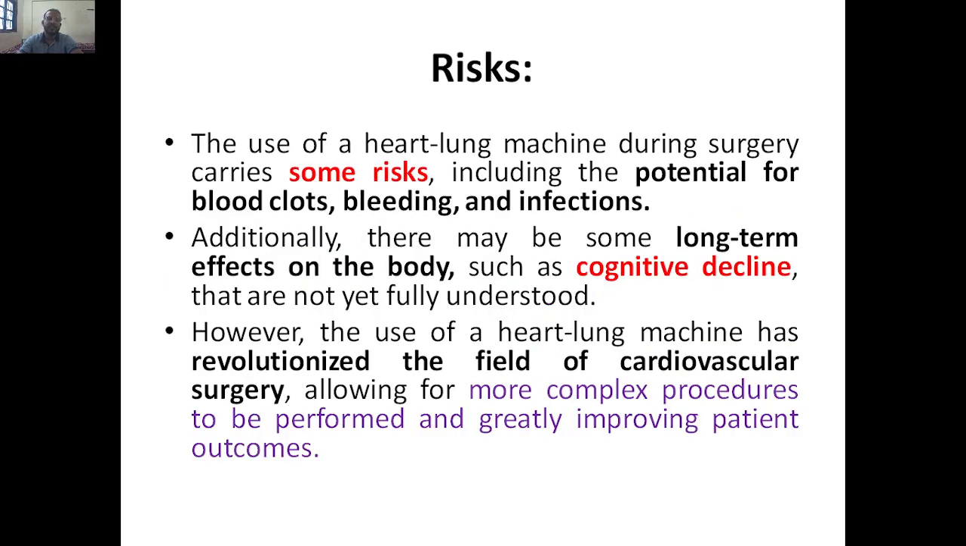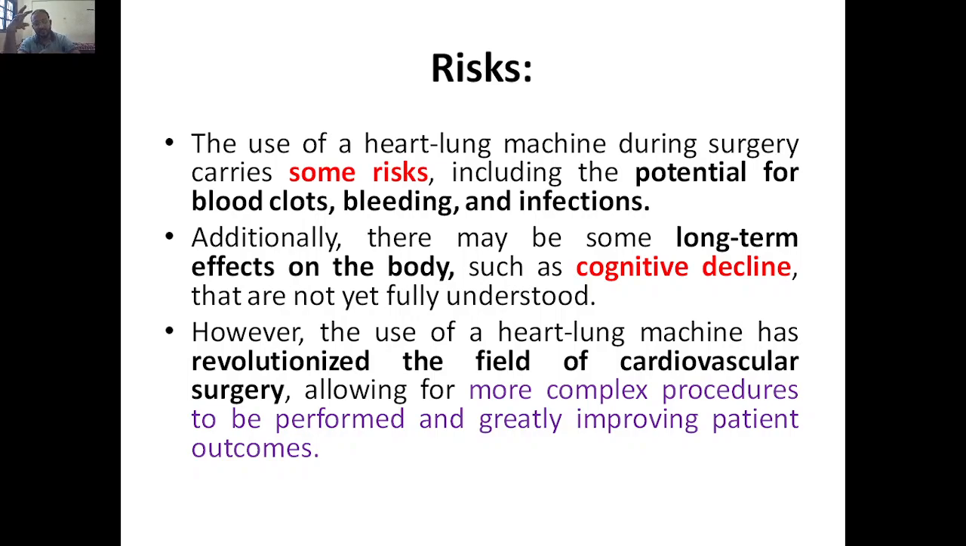So, what are the risks? Obviously every technology comes with risk. The use of the heart lung machine during the surgery carries some risks. What are those risks? Including the potential for blood clots.